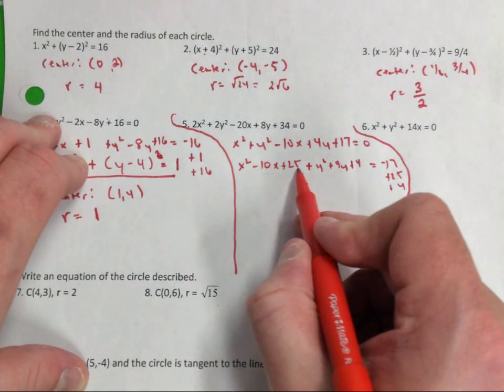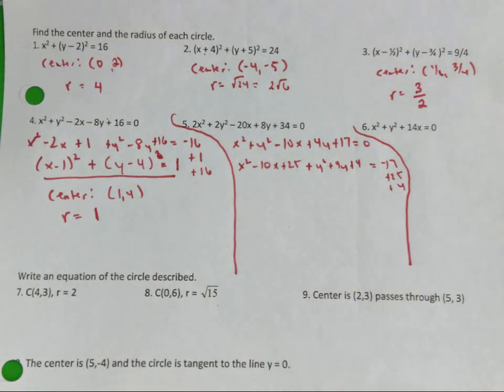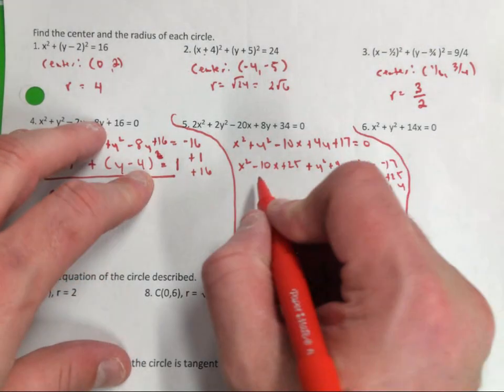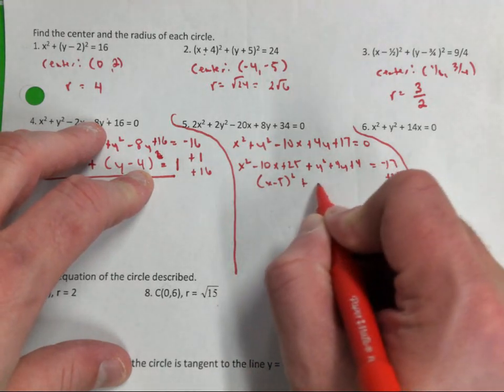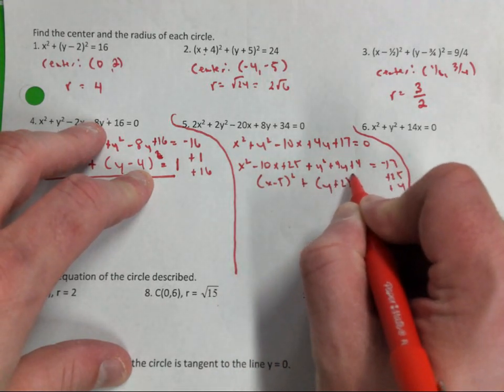Now I need to factor that. Take a moment to think about that. X squared minus 10x plus 25. That should be a quick factor. What would that be? X minus 5 squared. Does everybody understand that? Okay. So I'm going to put x minus 5 squared plus, what would that be factored? Y what? Plus 2 what?